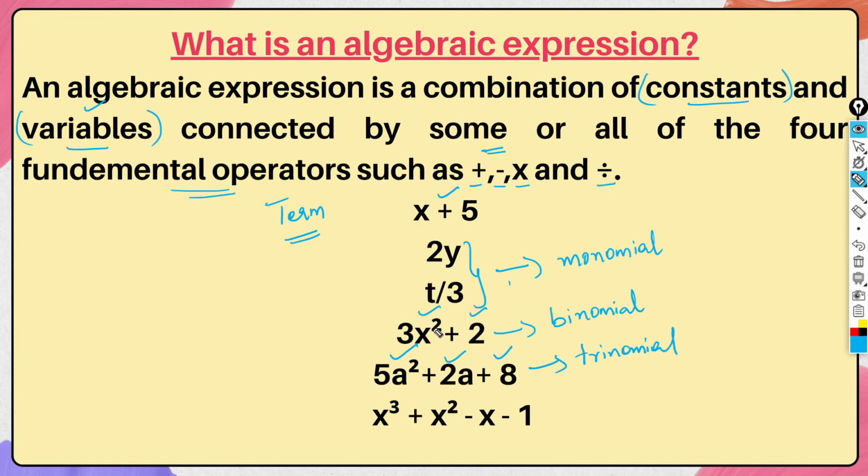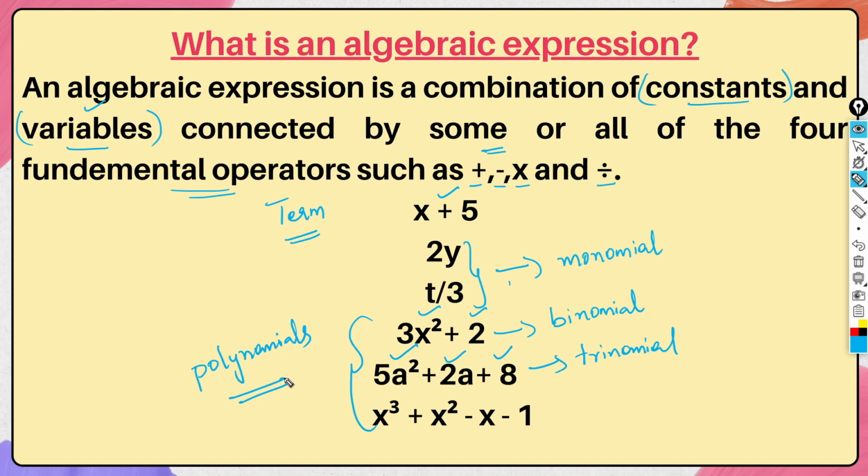Like this, an algebraic expression with more than one term, that is 2, 3, 4, 5, 6, 7, 10, 100, 20, like if terms are more than one, that means 2 and above, then all those algebraic expressions come under polynomials. So those are called polynomials.